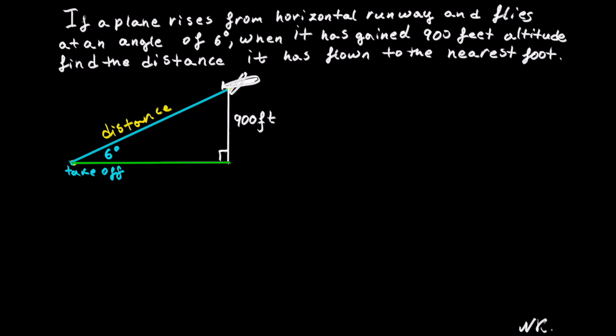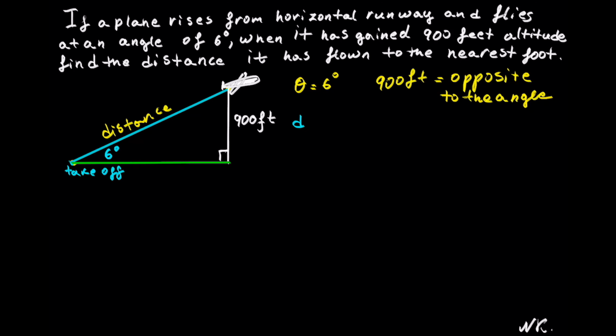From the sketch, we can tell that the distance is the hypotenuse of this right triangle because it is across from the right angle. So let's look at the information we are given. We are given an angle of takeoff, which was 6 degrees. We were given the altitude of the plane as 900 feet. The altitude was the side opposite to the angle, and we have to find distance, and in this case distance is the hypotenuse of this right triangle.